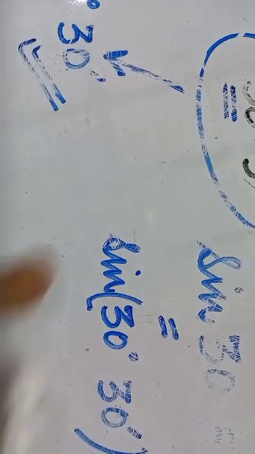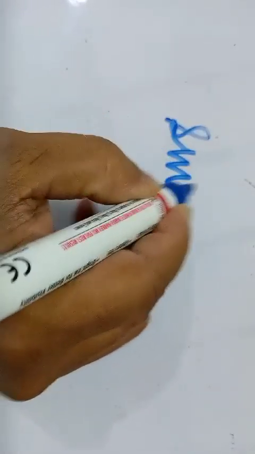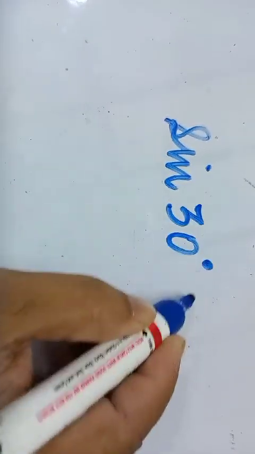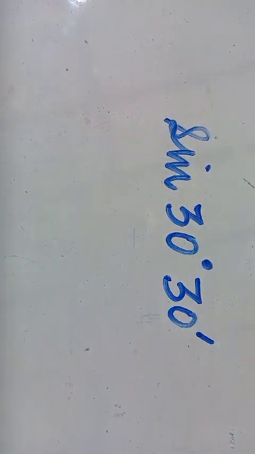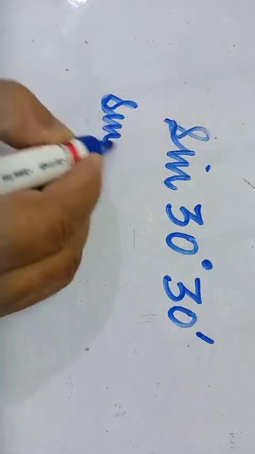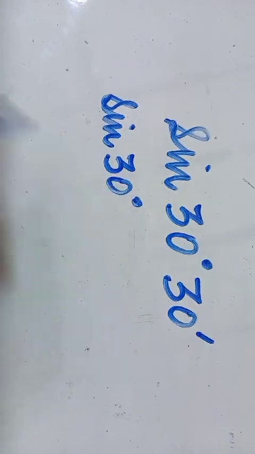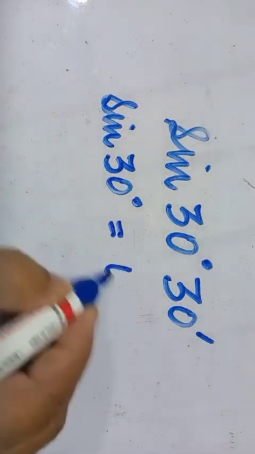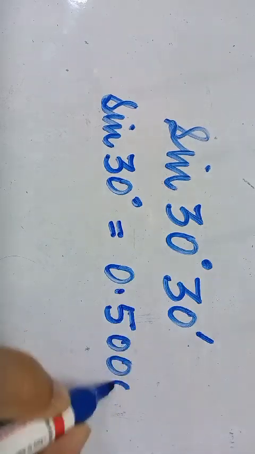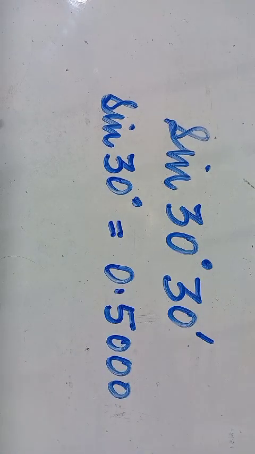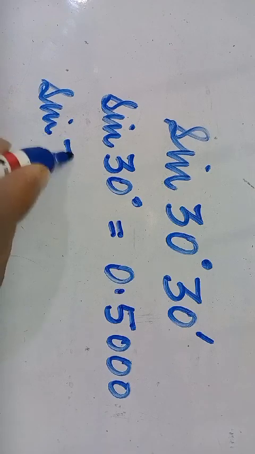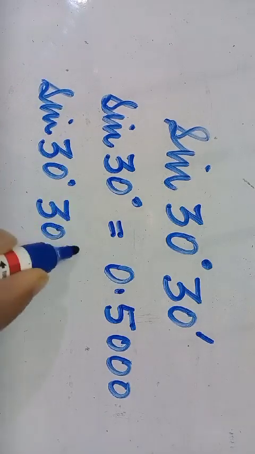But remember, our question is not that. Our question is how much is sine 30.5. So our question is this: sine 30 degree and 30 minutes. This is what we have to find out. Okay, so let me write this down. I just now found out that sine 30 is 0.5000 from the table. Okay, now how will I find out this portion, sine 30 degrees and 30 minutes?